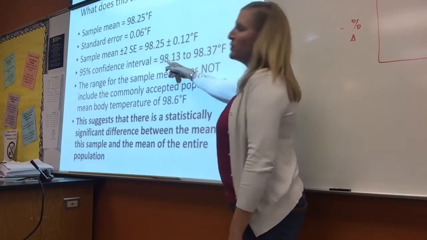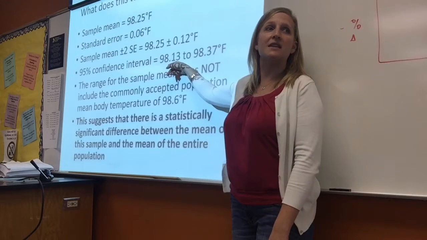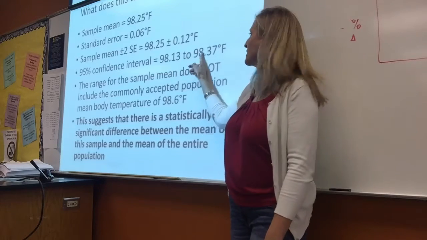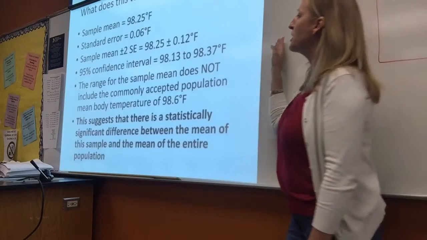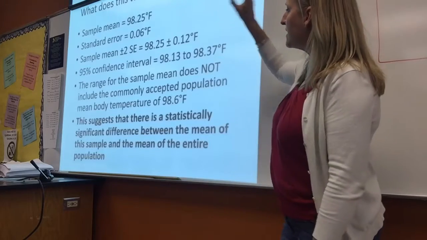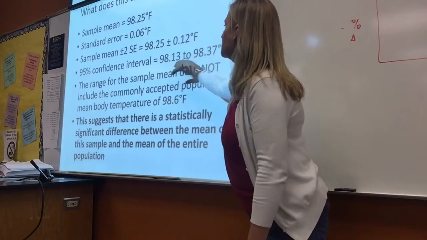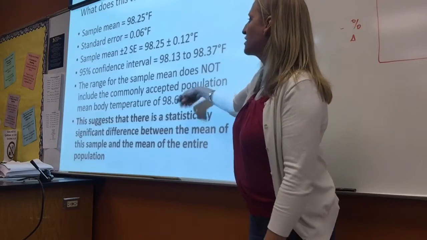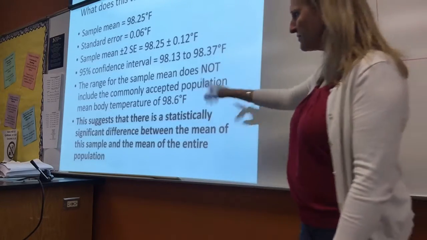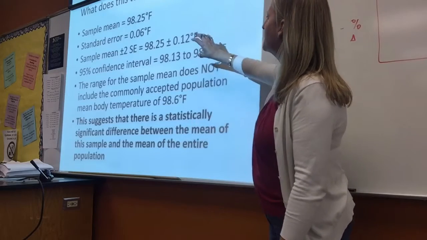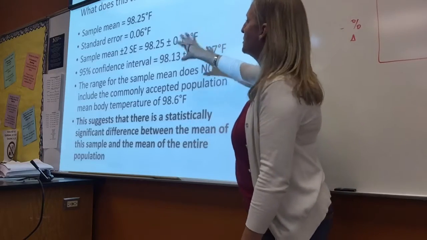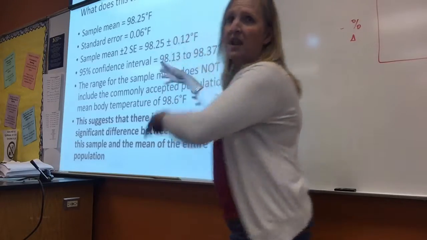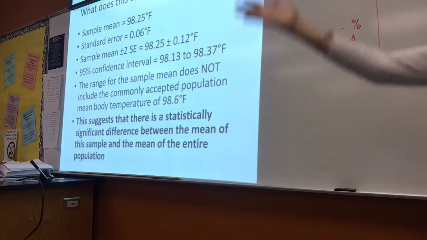Now, we said the human mean was 98.6. Does it fall between these two numbers? No, it's even higher than that. So our mean does not fall in the range of that. That tells me that, because it does not include the accepted population mean, there's a significant statistical difference between the mean of this population, these 130 individuals, and the human population's mean.